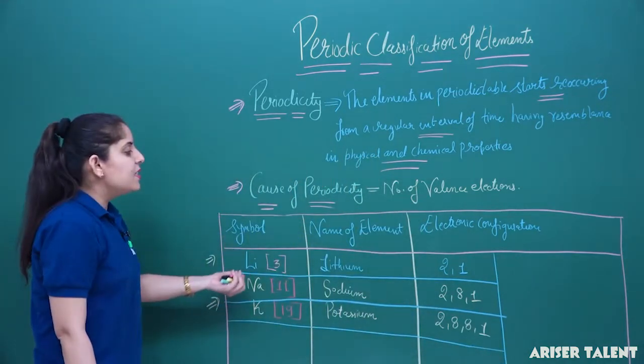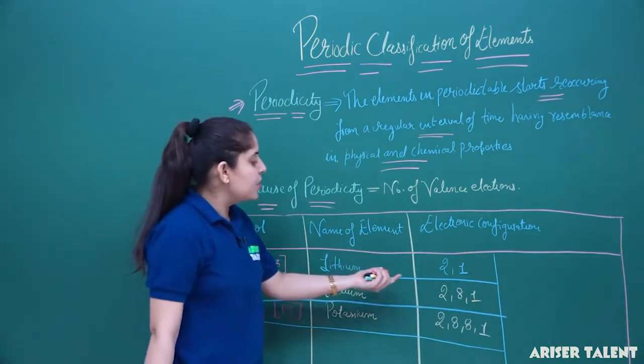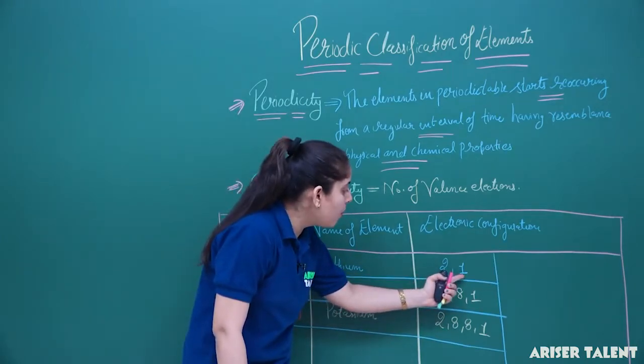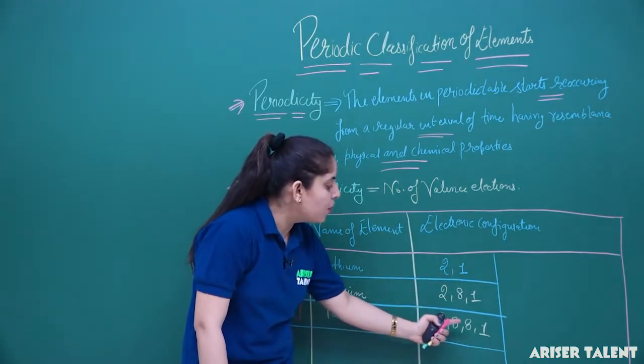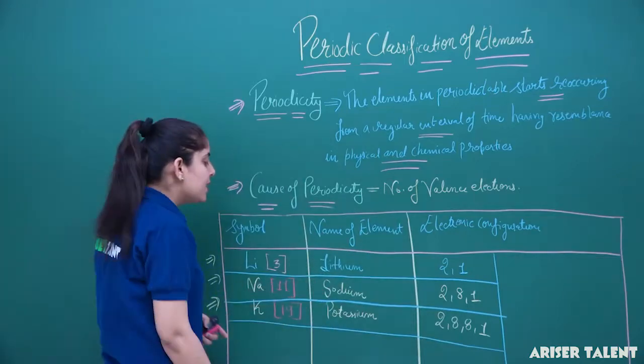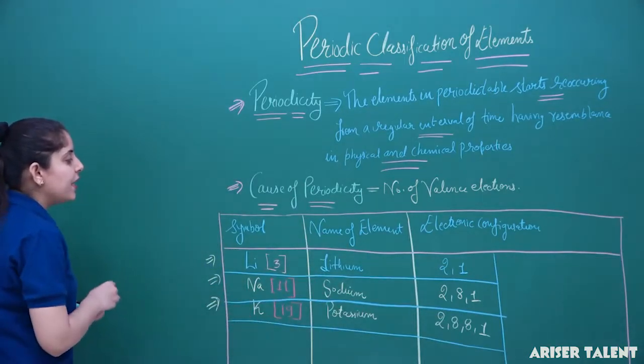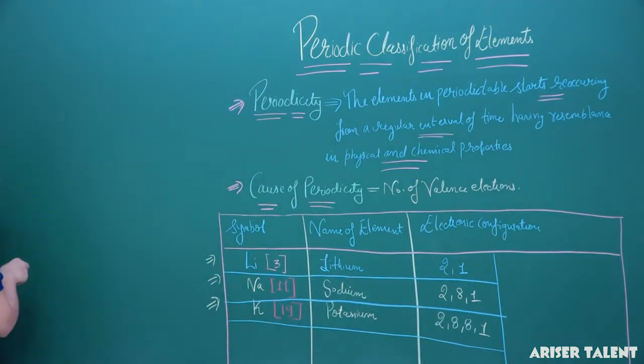Now, you can see that the electronic configuration is following a trend: 2, 1, then 2, 8, 1, then 2, 8, 8, 1. Now, let us consider a few more examples of this category. I am drawing the other half of the table here because there is not enough space, so let us draw the table here.